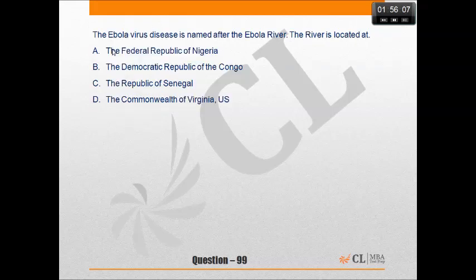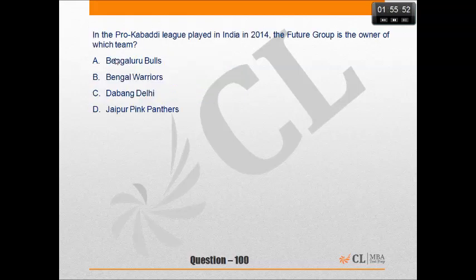Ebola virus is named after Ebola river located in, what is it? Is it Nigeria or Congo? Nigeria, Congo. Definitely not this, and definitely not Senegal. It is most probably, again, this is a question I'm taking a chance, but I think it is Congo only, not 100% sure.